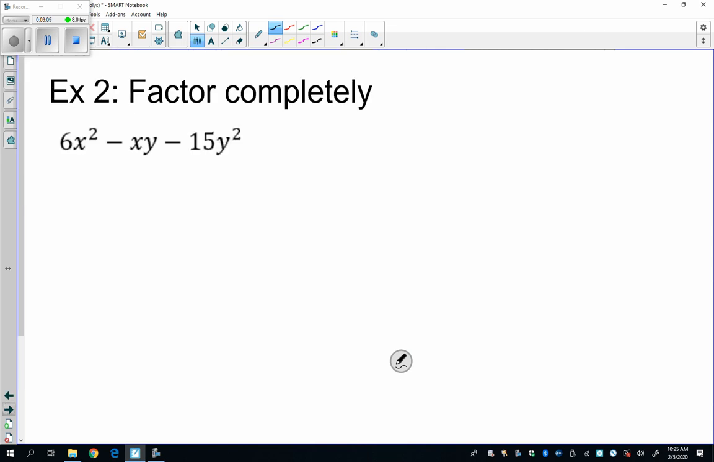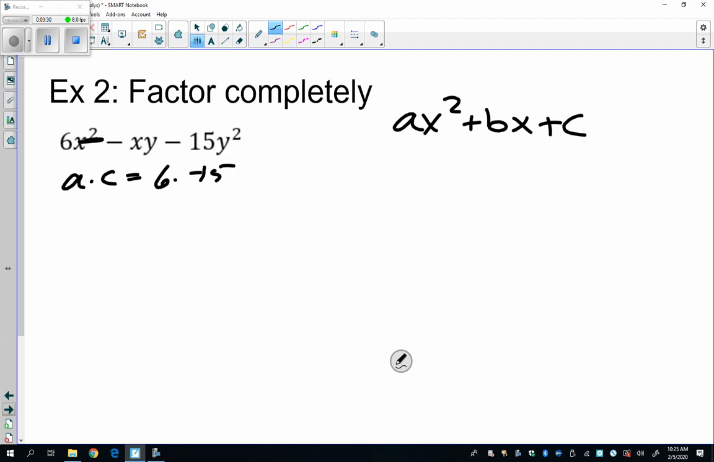Looking at the second example, we have factoring completely. Here we have x's and y's. Don't let it trick you. It's very similar to what we did with the last problem, where it's ax squared plus bx plus c. There are three terms. In this case, it is a quadratic. So we're going to look again at a times c first. Our a times c is 6 times negative 15. That's negative 90. And what two numbers multiply to negative 90 that will add up to the b term, negative 1?